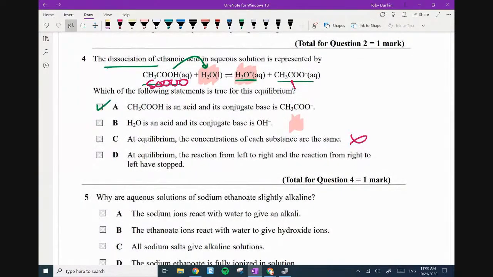At equilibrium, the reaction from left to right and the reaction from right to left have stopped. No, in equilibrium the reaction never stops. That's the whole point of an equilibrium. That's the whole point of it being dynamic. The forward and backward reactions are always occurring.